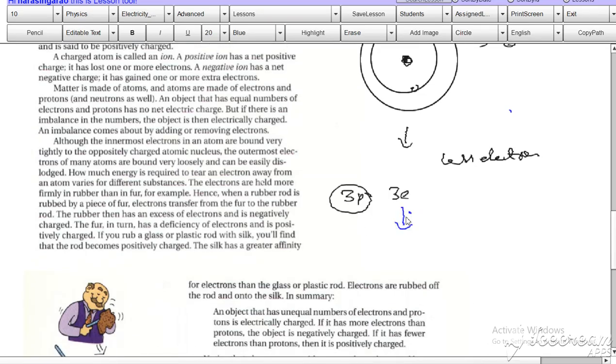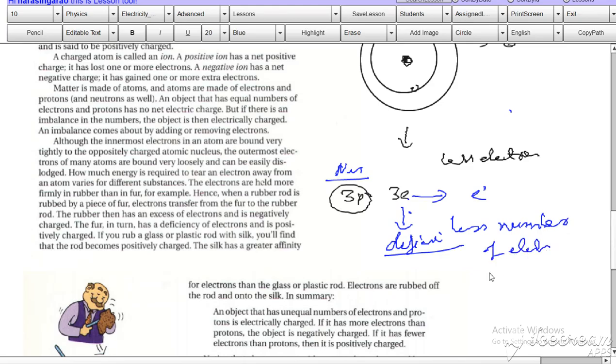So they are equal. Now one electron is removed from this atom, the protons are the same, and one electron comes out. So there is a deficiency of electrons. When you remove one electron from here, it has a smaller number of electrons, so it becomes positively charged. The resulting body will be positively charged, or it is called a positive ion.